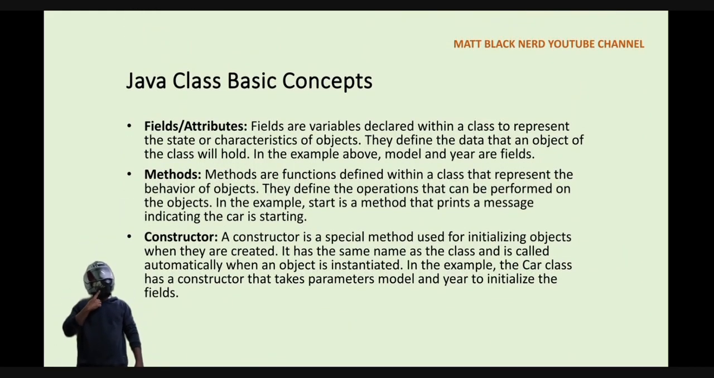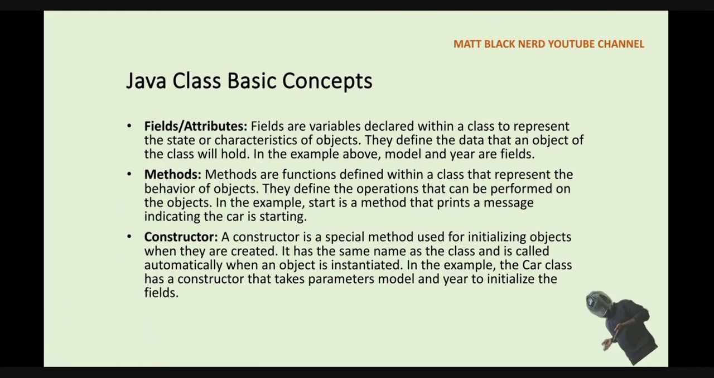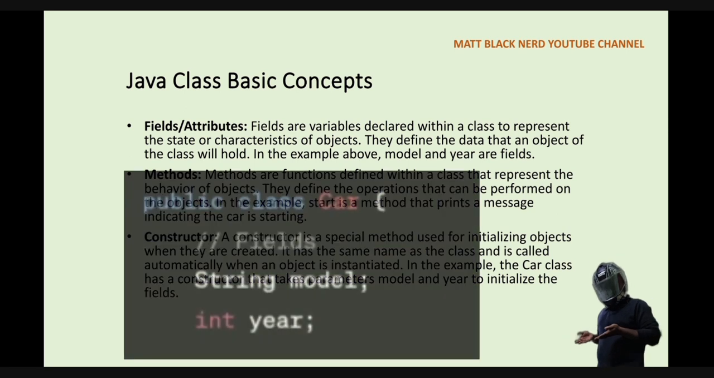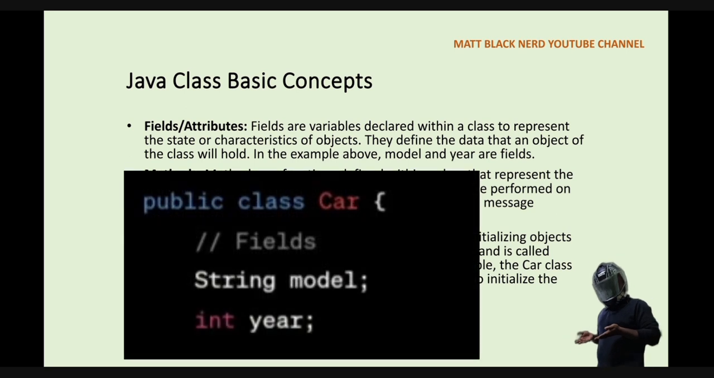What are the basic concepts of a Java class? Fields or attributes. Fields are variables declared within a class to represent the state or characteristics of objects. They define the data that an object of the class will hold. In the example, model and year are fields.